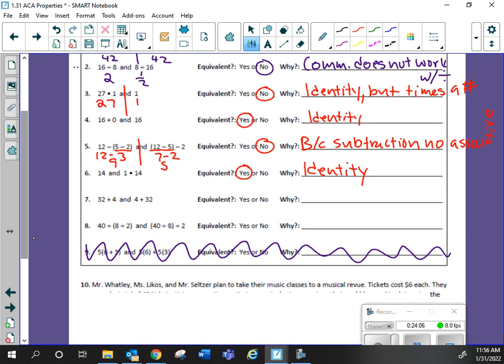32 plus 4 and 4 plus 32, Rory. Yes or no for number 7? Yes, which property? All that's changing is they're flipping the order. That would be the... look back at the notes. Which one is only changing the order? Okay. That is the commutative.